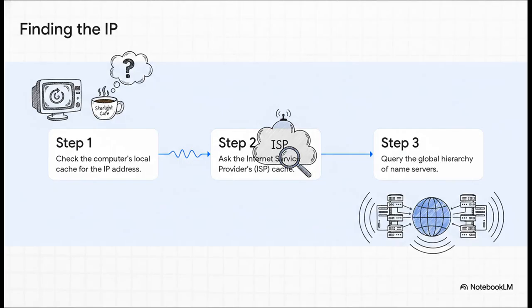So first, your computer checks its own memory, its local cache. It basically asks itself, hey, have I been to the Starlight Cafe recently? If the answer is no, it asks your internet service provider. But if they don't know either, well, then it's time for the big search.